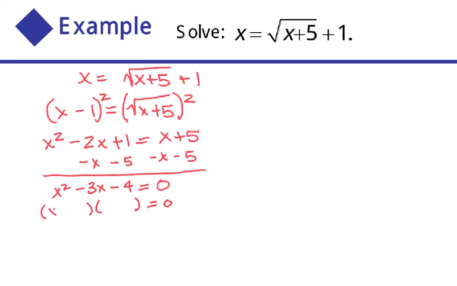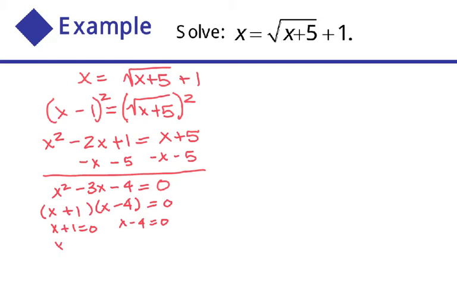So we know we have x in each place. We know we have a plus and a minus because we're multiplying to a negative number. And so we know that we want two factors of 4 whose difference is 3. That's 4 and 1. And we know 4 has to be the negative one because the middle term is negative. And now we'll set each of those equal to 0.